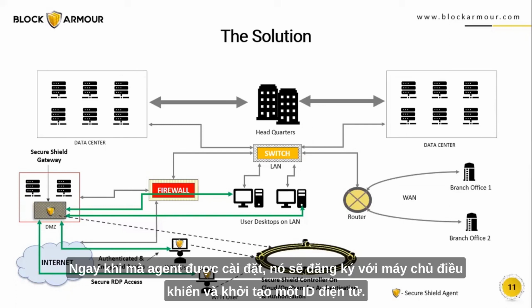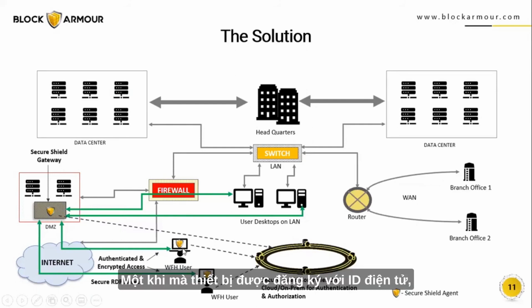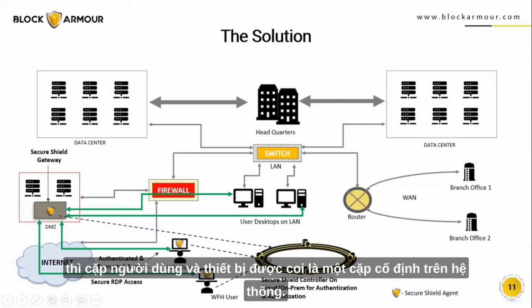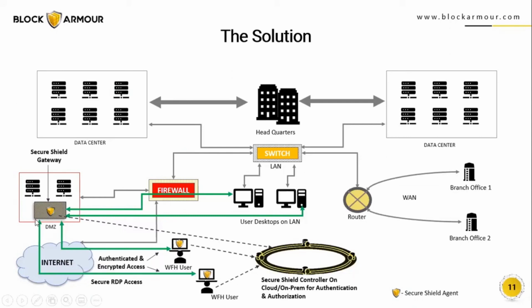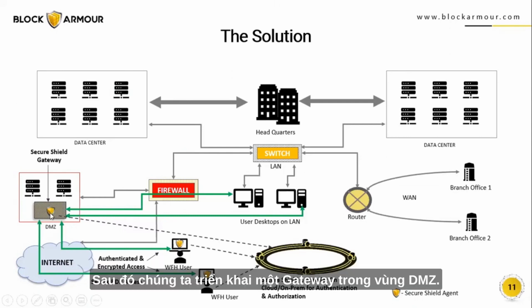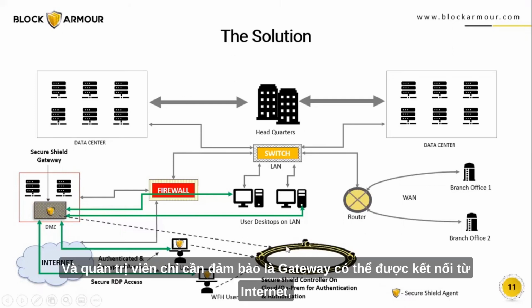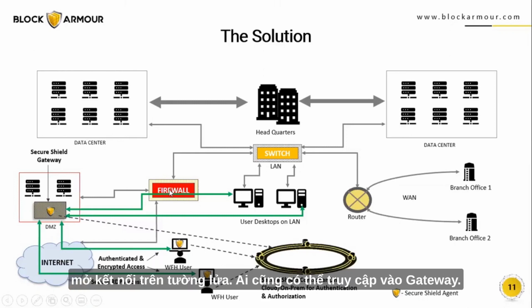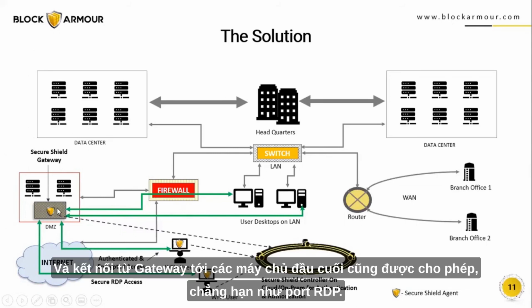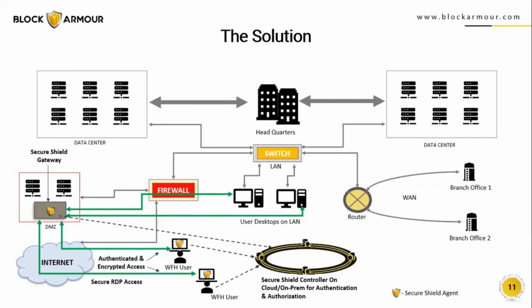So the moment the agent is deployed, it registers with the controller and the digital ID is created. Once the digital ID is created, you know that this user and this device is already locked over here. Now we deploy our gateway in the DMZ of that organization, right? And all you have to do is make sure that access is open on the firewall to the gateway from the internet, right? Anybody can see it. And access is allowed from the gateway to the LAN systems on your RDP port, right?